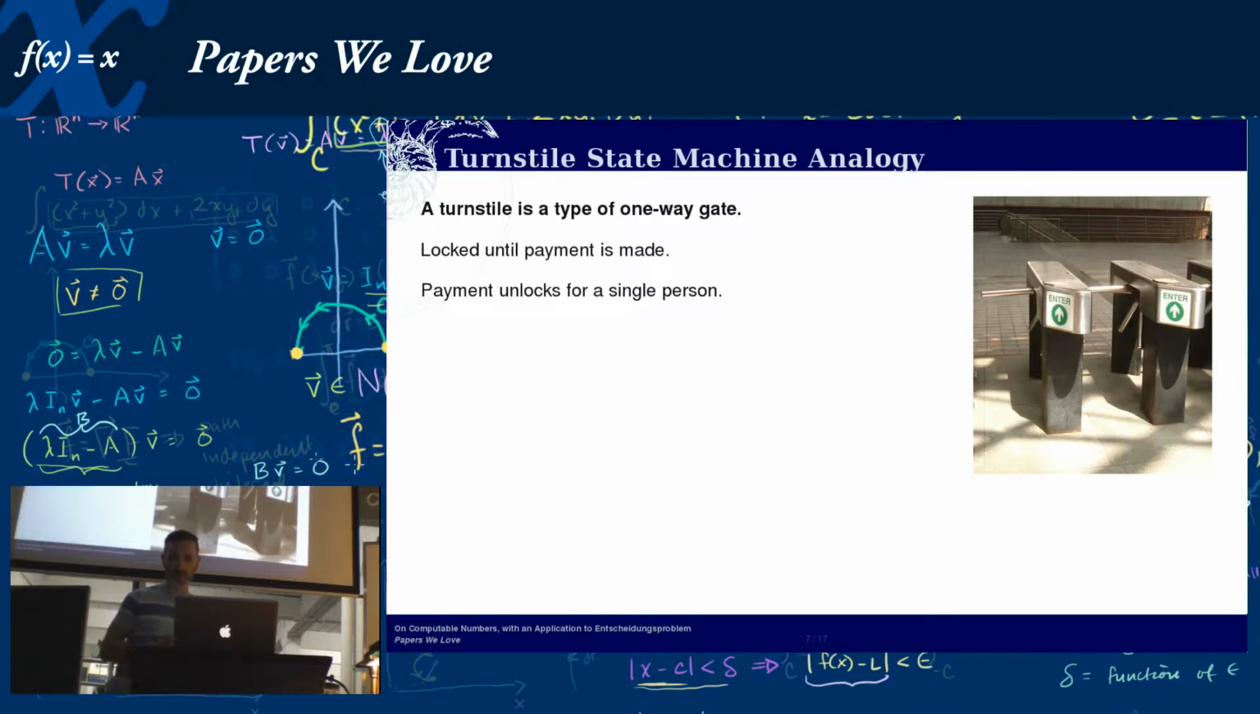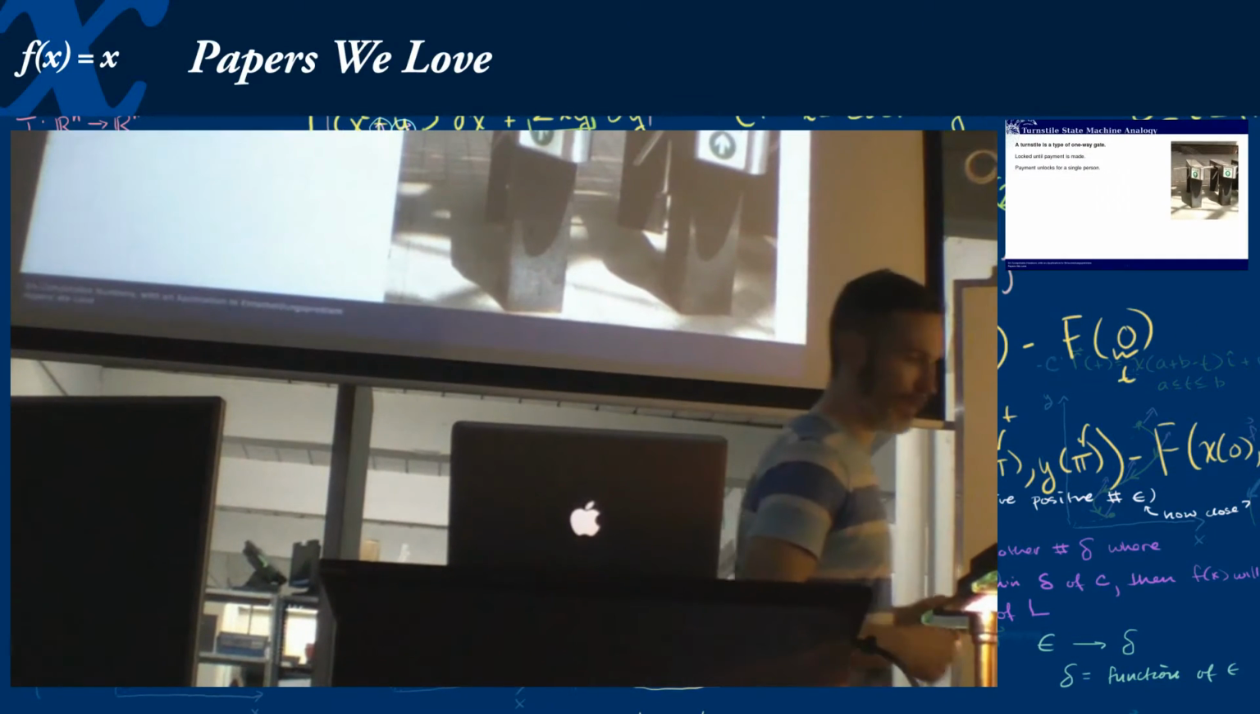A simpler example of a state machine is a turnstile. You can imagine these likely existed in Turing's time. I'm not 100% sure, but it's like a one-way gate. You go to a subway station, the gate's locked, you pay some money, the gate unlocks, and you're allowed to go through the gate.